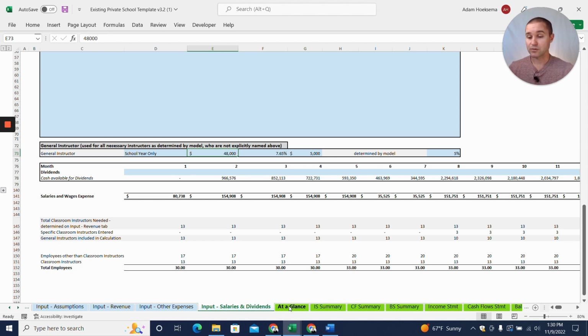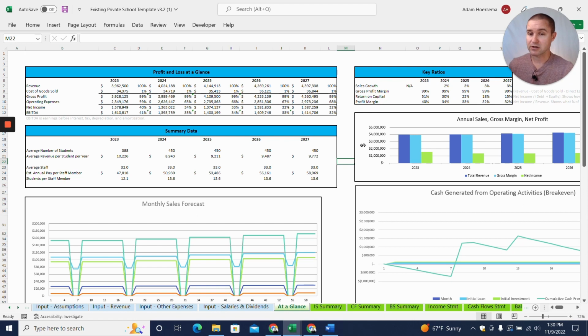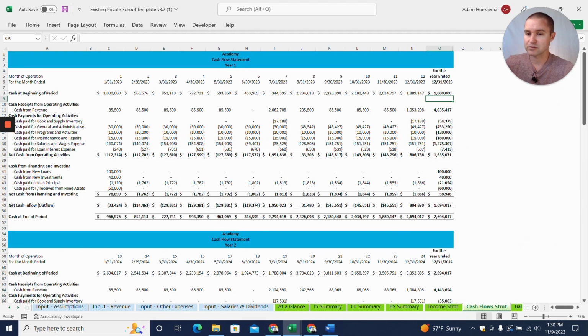All right, and so once you're done with that, we are back to where we started on the at a glance tab. And I think the key thing that you'll want to look at for a school is really this cash flow statement broken down by month. And so you'll get to see that, hey, we started with $1 million, but we draw that down to month 7 at the end of the summer. We have $344,000 in the bank, but cash from revenue, we get paid by a bunch of our semester and annual tuitions, and we can see our cash balance jumps back up in month 8.